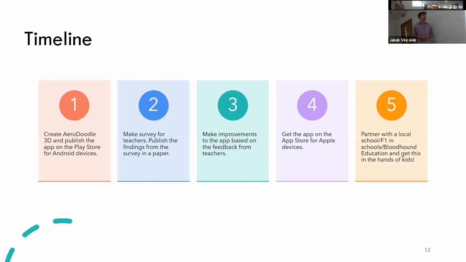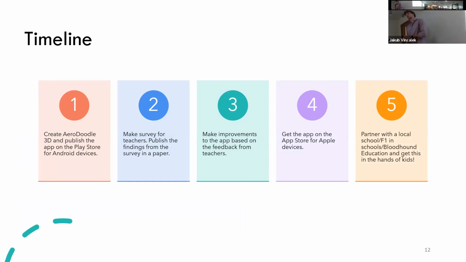So back to AeroDoodle 3D. We've got 5 key stages coming up. We've done the first one, which is actually to create the app and to put it on the Play Store. The second stage is where we're at right now, where we created a survey, gave the app to teachers, and then we will publish those findings in a paper.